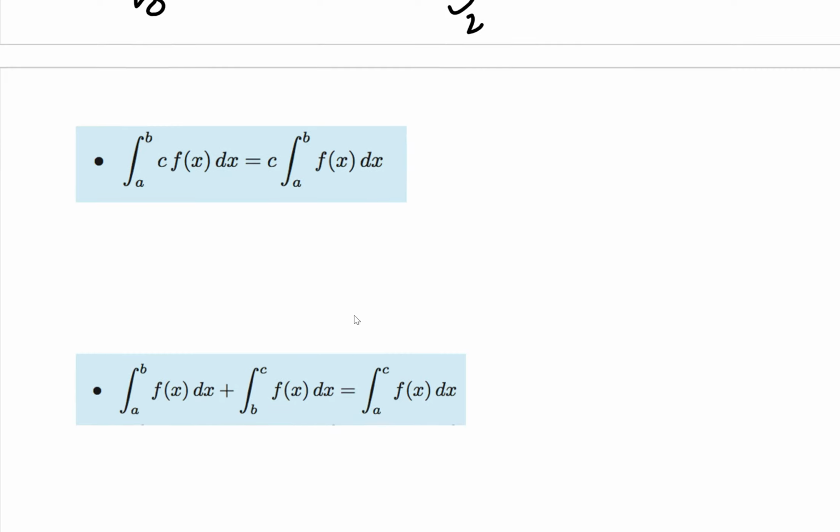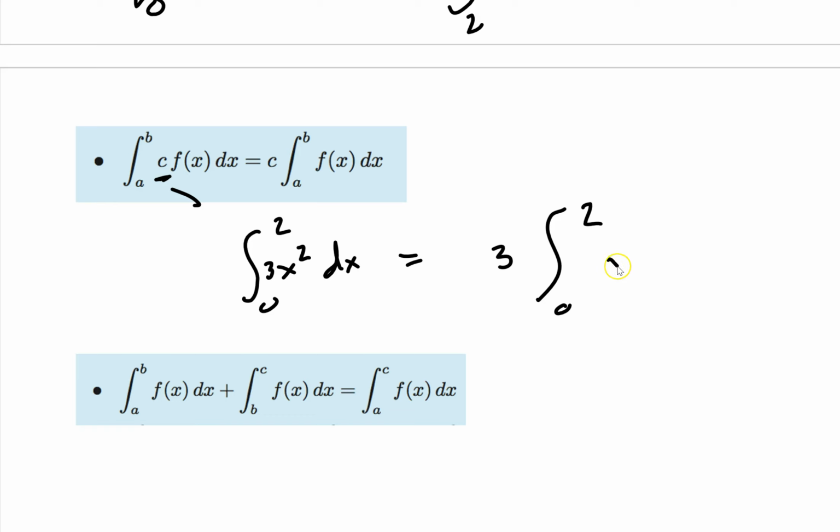We've been using this one a bit. If you have a constant, you can pull it out. So if we're integrating 3x squared from 0 to 2, it's the same thing as pulling the 3 out: 3 times the integral from 0 to 2 of x squared. You can always pull out a constant. Sometimes it doesn't matter, but sometimes it makes life easier.